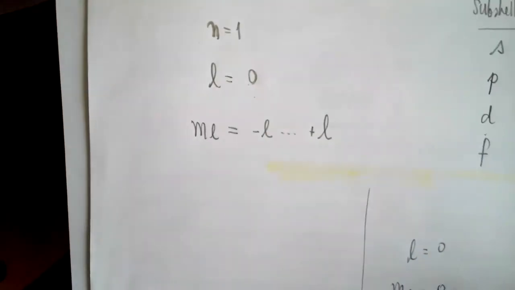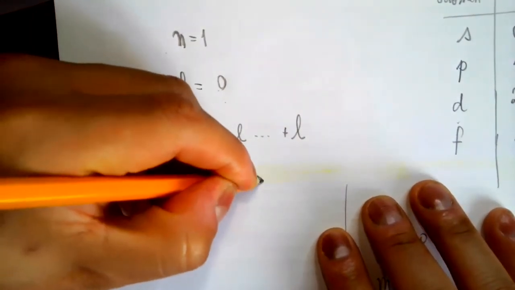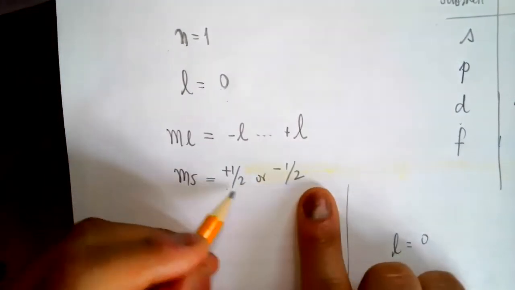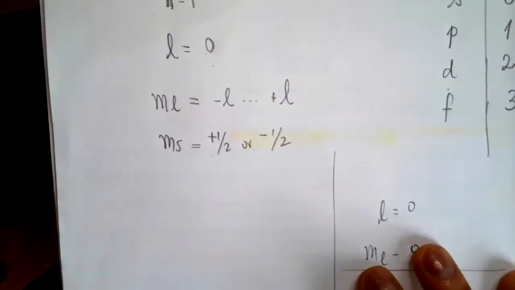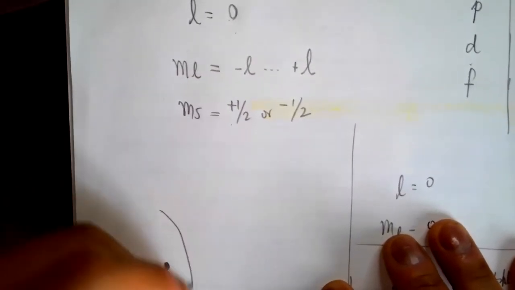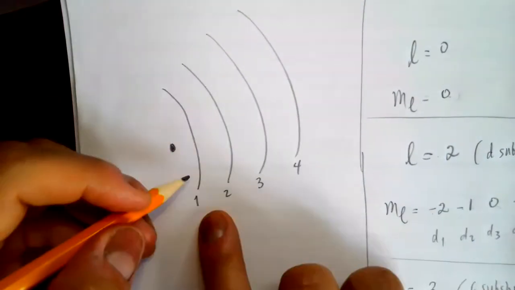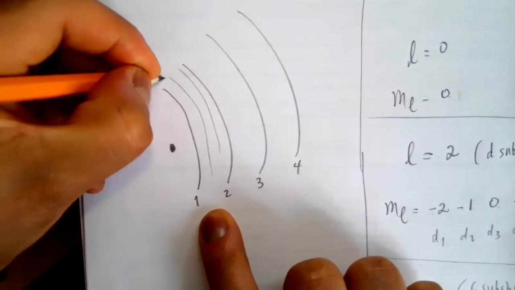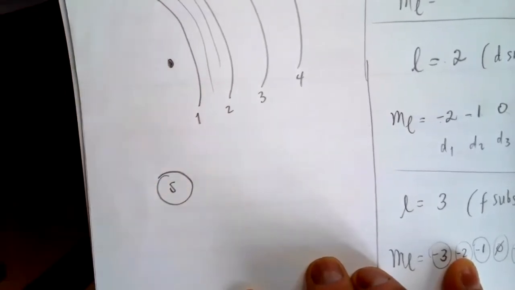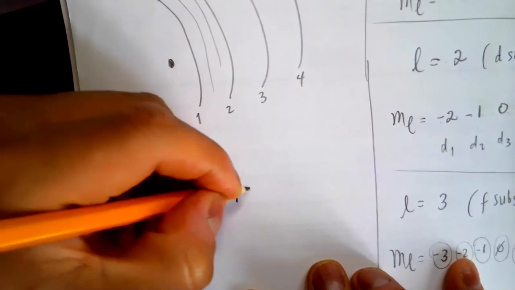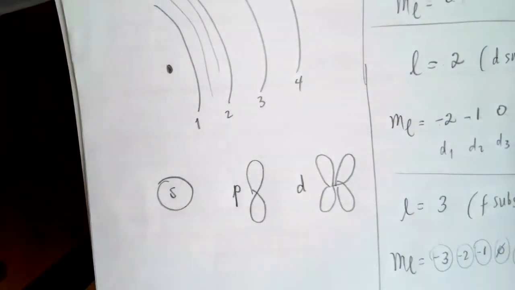So my ml number should go from minus l to plus l. And the last one, which is the spin, should be plus 1/2 or minus 1/2. What is that, right? What is plus and minus 1/2? Let's put it this way. These are the shells, 1, 2, 3, 4. Each shell will have its own subshells, which can be s, p. The s only has one orbital, which is spherical. The shape of p is this shape. The shape of d is this shape. f has a different shape, but right now let's focus on that.